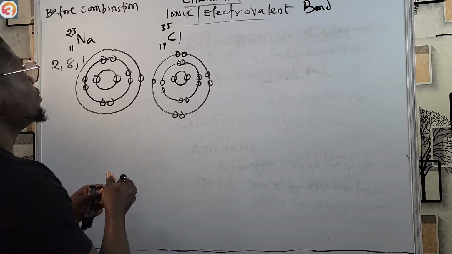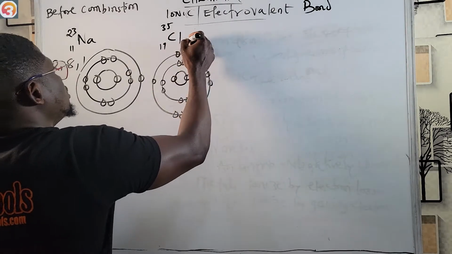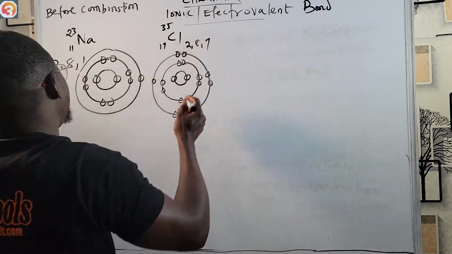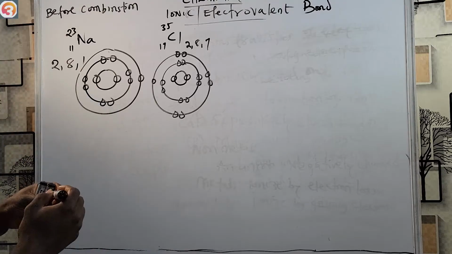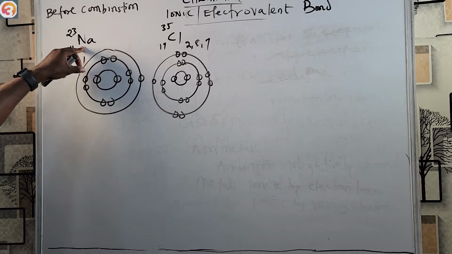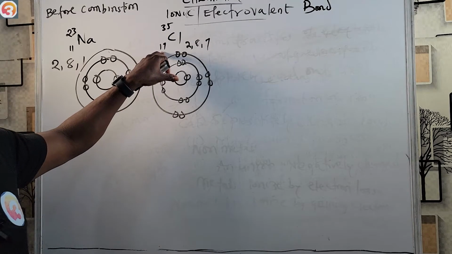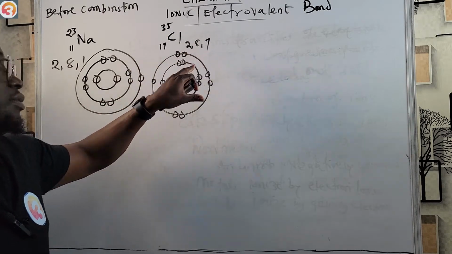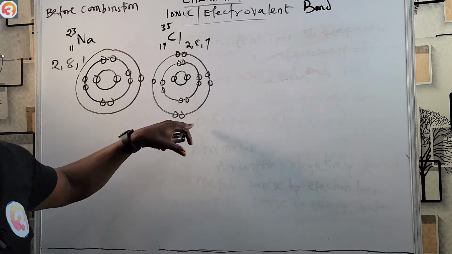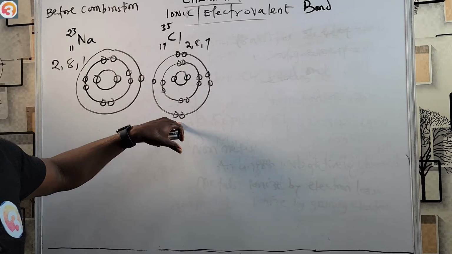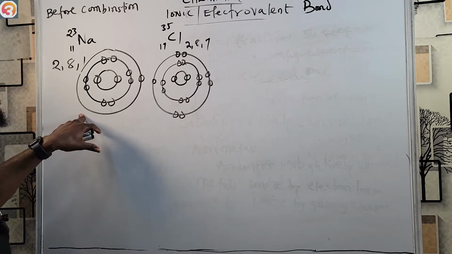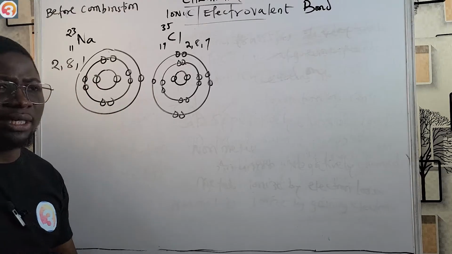So this is the sodium atom, 2, 8, 1, and here is the chlorine atom, atomic number 17, 2, 8, 7. It has 7 electrons in its outermost shell in chlorine, while in sodium it has 1 electron in its outermost shell.